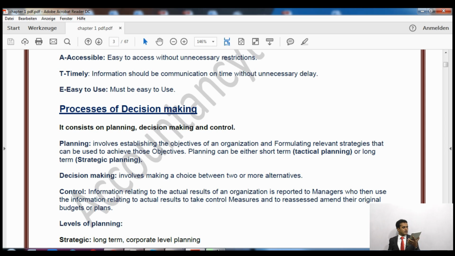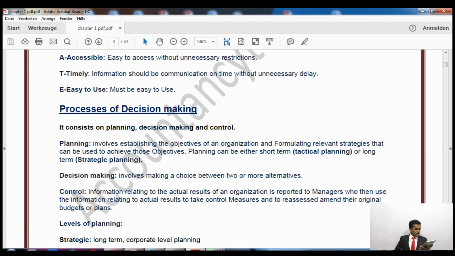Then after that it says easy to use. So information must be easy to use. Now when we say easy to use, it again means that it should not have any technical things in it, so it must be easy to use for your manager. Right? Now we know the difference between data and information, and we know why we need the information and what qualities the information should have.